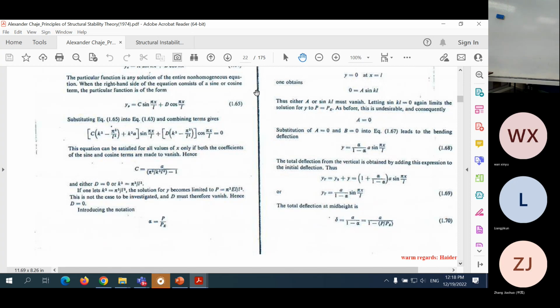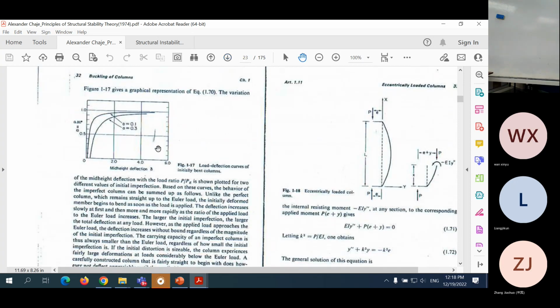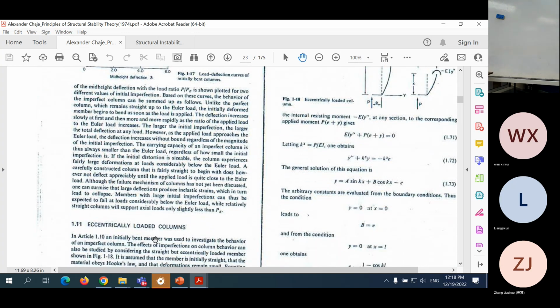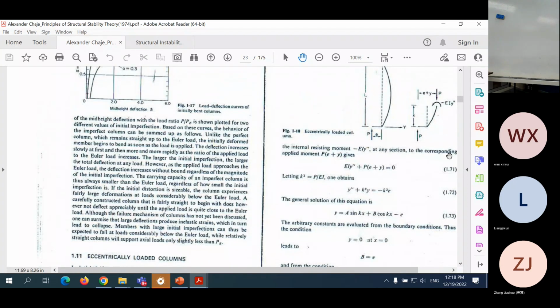So if you go to the next page, then this is the diagram that I shared with you. And here is the explanation of what happened. What we can understand from this diagram is explained here, and I already went through this. So it is good for you to go through this particular section again. Okay. So next, we go to eccentrically loaded columns, another case of imperfect column. So the derivation process.